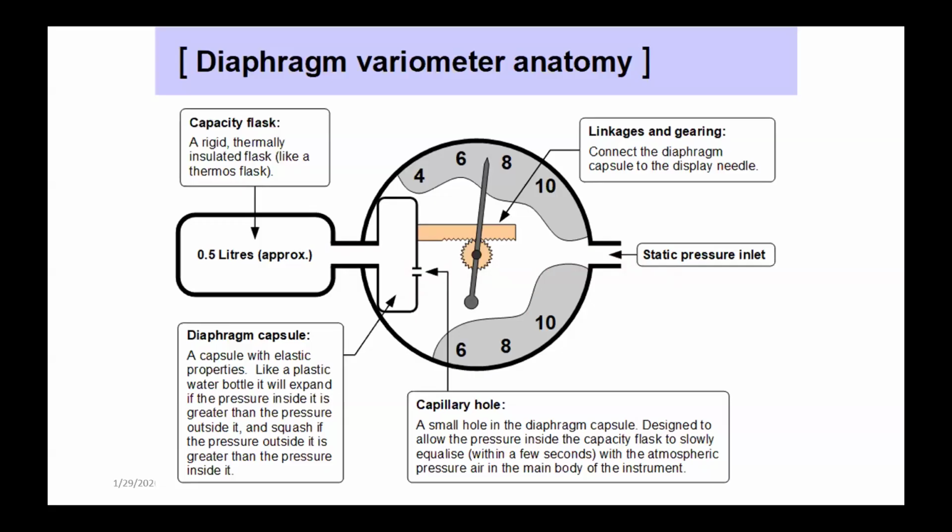So the capacity becomes an analog stored atmospheric pressure reference. This is what the pressure was some time ago, in seconds. Depending on the size of the capillary hole, this could be a couple of seconds, it could be 10 or 20 seconds. And if you think about it a little bit, an averager is really just a very slow variometer, where the time constant for being able to change is 20 to 30 seconds, which is how long this memory is maintained.